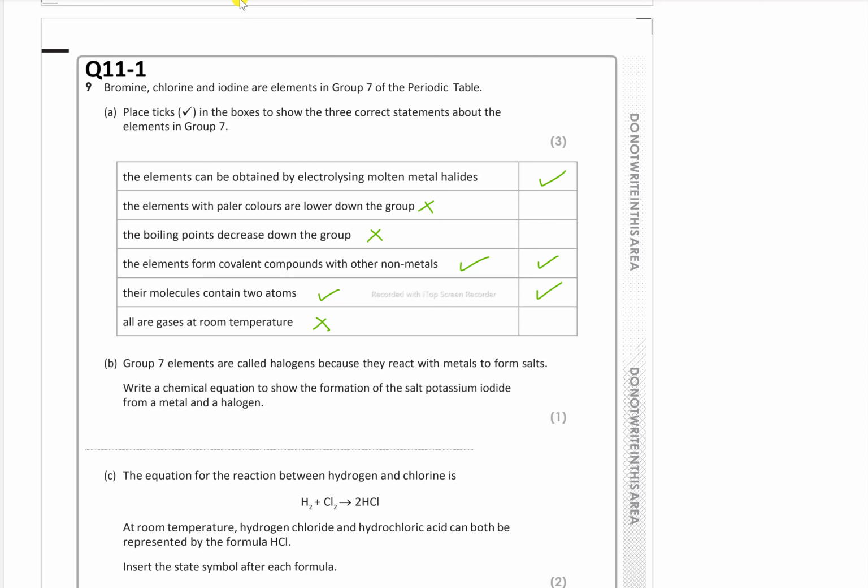The way I worked it out was, I know fluorine, chlorine, bromine, iodine at room temperature is gas, liquid, solid. So from there I figured that one out, and I figured that one out, so we eliminated those two. They form covalent compounds with other non-metals because it's a non-metal, so that makes sense. I know that they're diatomic, so that got eliminated. So then we just had these two.